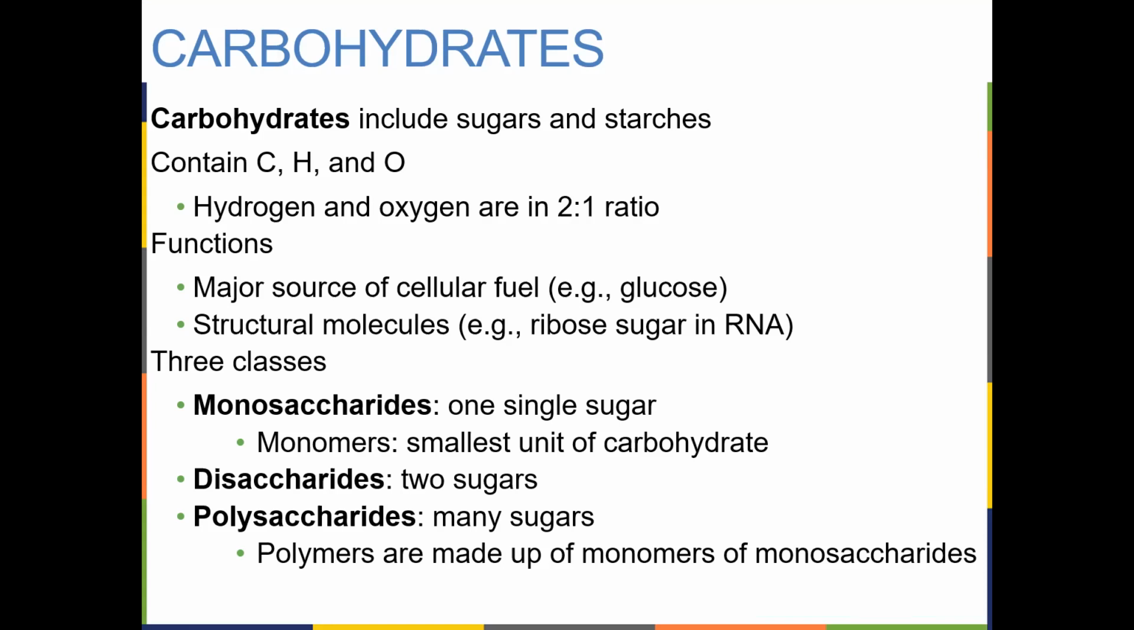And then we have the polysaccharides, the multiple sugars. This is a large polymer. This polymer is made up of many monosaccharides. Glycogen, the substance we use to store glucose in our bodies, glycogen is made up of tens of thousands of glucose molecules in a long chain.